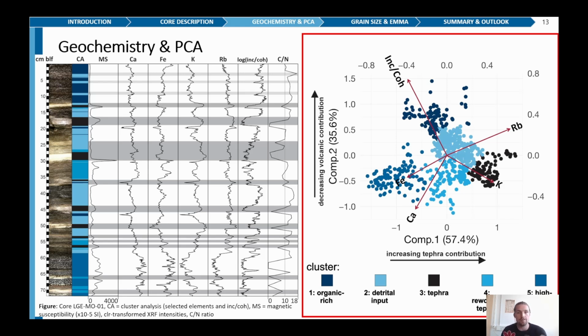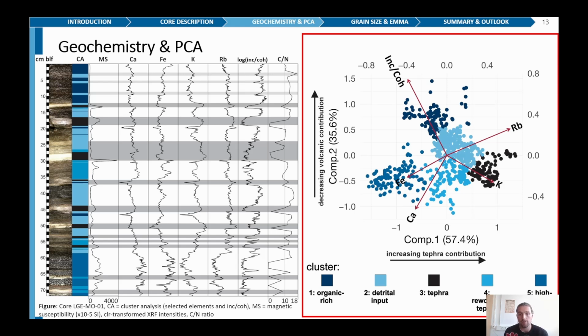So here again we have our 5 clusters. Especially cluster 1, 3, and 5 separate very nicely. We have the upper sediment layers associated with cluster 1, which is interpreted as organic rich sediment. We have cluster 3, which clearly shows our tephra input, and we have cluster 5, the high energy event. In between these clusters, we can find cluster 2, which seems to have a mixed signal somewhere between organic rich and the tephra sediment, which I interpreted as detrital input sediment mixed with tephra material.